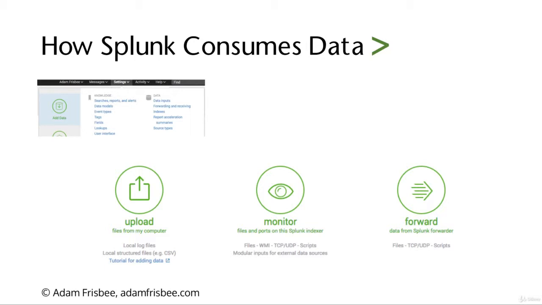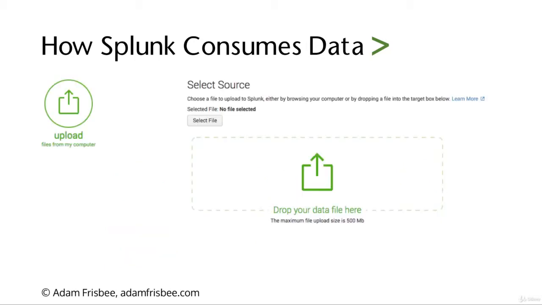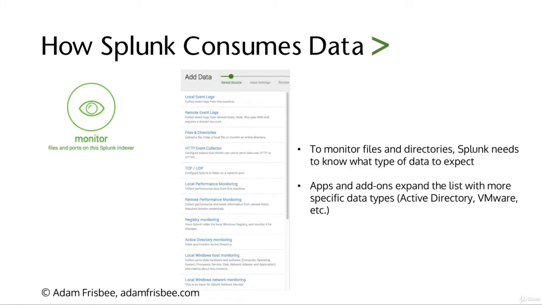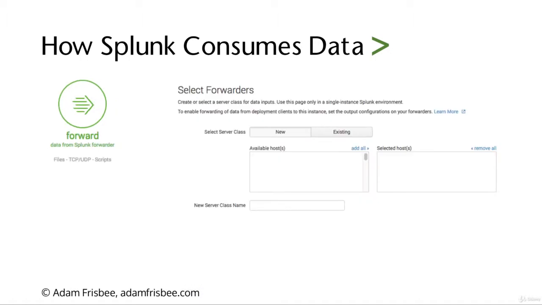Here are our three options. We have upload, monitor, and forward. And uploading is pretty straightforward. We just upload a document. In the demo, we'll do a CSV document. Monitoring is equally as simple. We just click on monitor. The forward option allows us to see which forwarders are calling home to our Splunk indexer or search head. It also allows us to set up a Splunk distribution server. And we can also manage forwarders remotely through this forwarding panel. But that comes later in the course. We'll talk more about setting up a distributed environment.